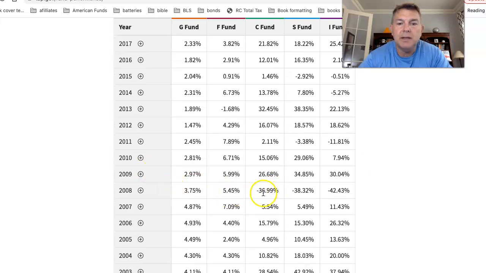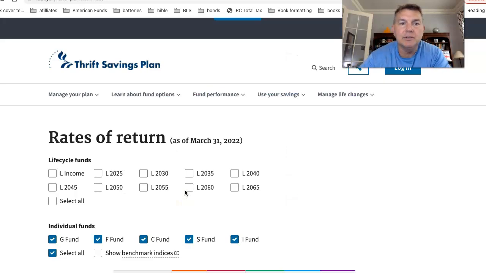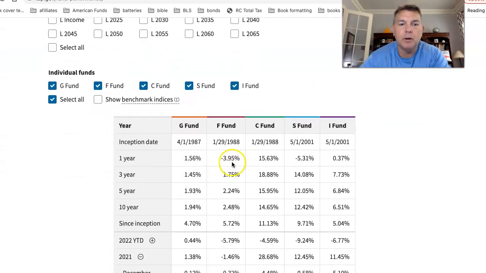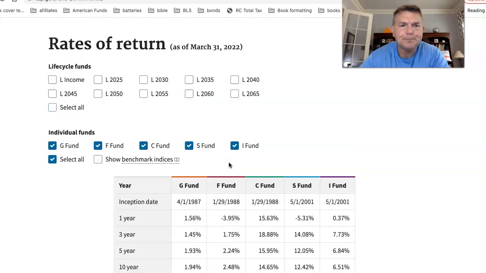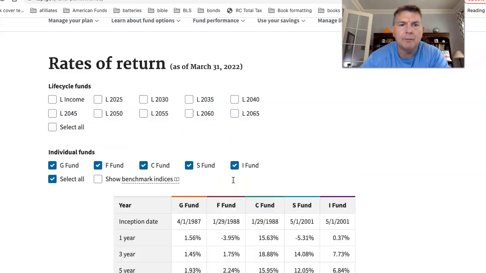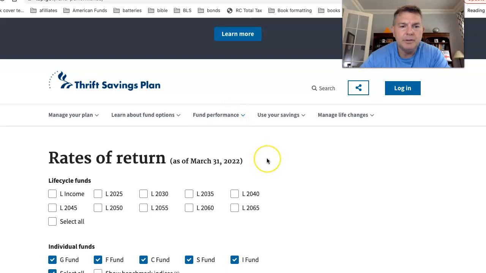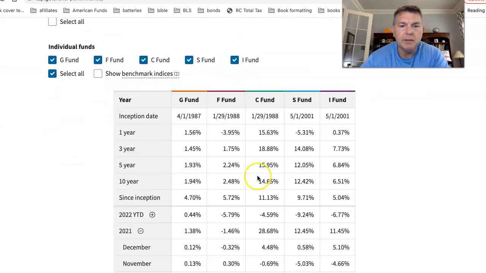Oh my goodness, 2008. S&P 500 down 37, S Fund down 38, International Fund down 42, G Fund up 3.75. Let's look at the fixed income fund so far. The F Fund is down 3.95 after a year. Let's give us year to date on this guy. Year to date, F Fund down 5.79. G Fund, oh, look at that.